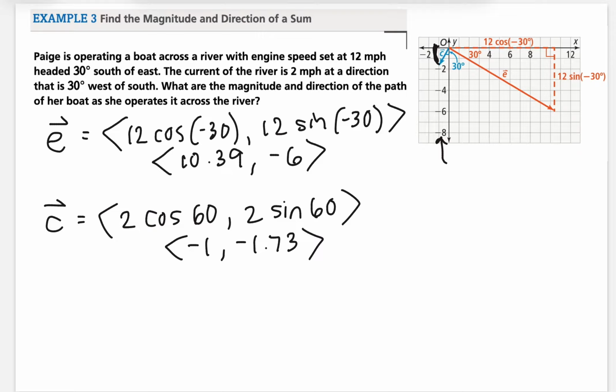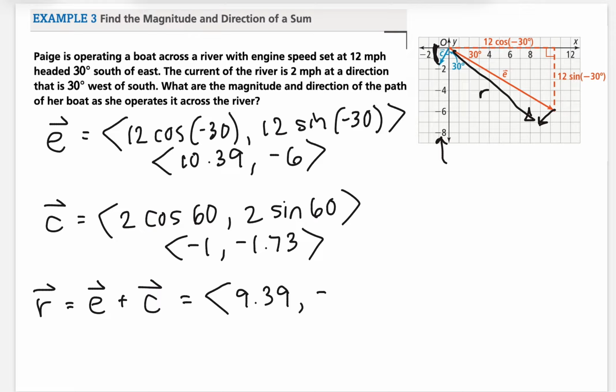Okay, so once we have our two vectors, we are adding them together to find the result. So you can think of her boat on that orange path is getting pushed back this way, and then we're finding the resultant vector right there. So that's just kind of a sketch of what we're actually trying to find. So we'll call that R. So that's our resultant vector. So our resultant vector is going to be vector E plus vector C. And so if we add those together, we get 9.39 and -7.73.